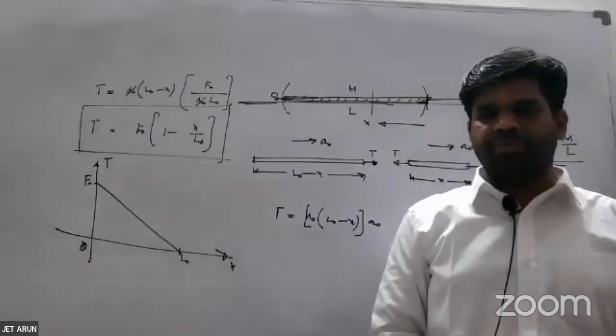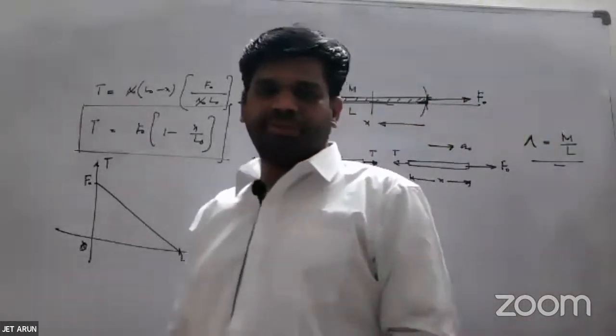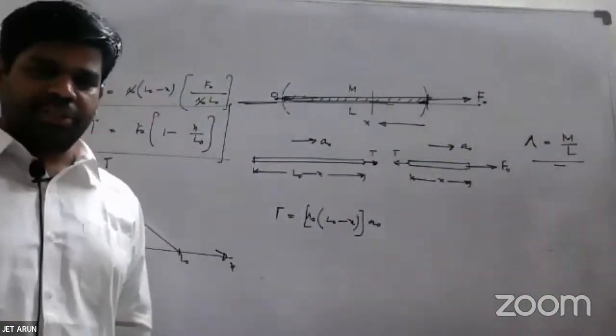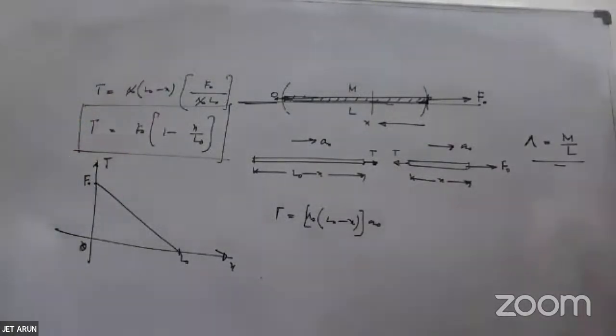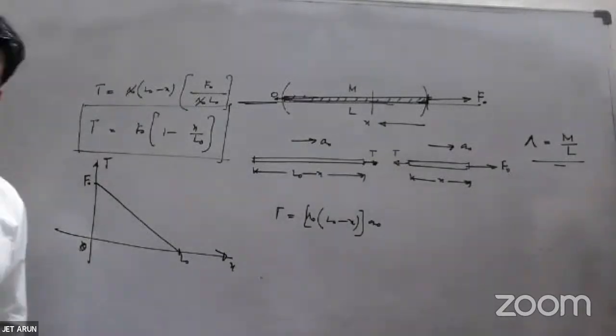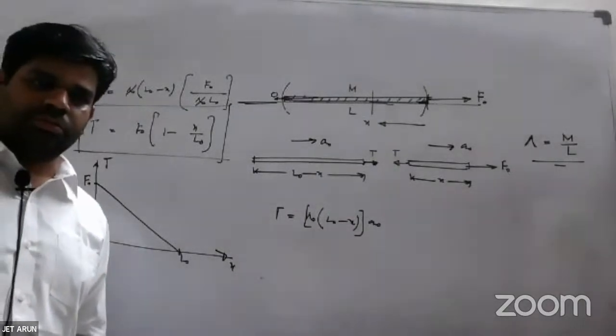Lambda is constant in this problem. Next, we'll take lambda varying with x. So any doubt over here? It's a uniform rope in this case. Sir, yes? Once again, can you see?